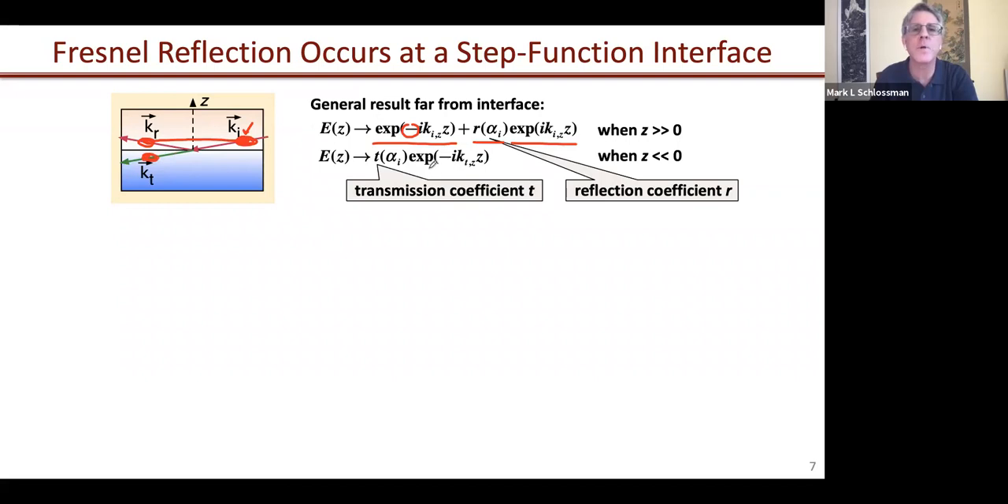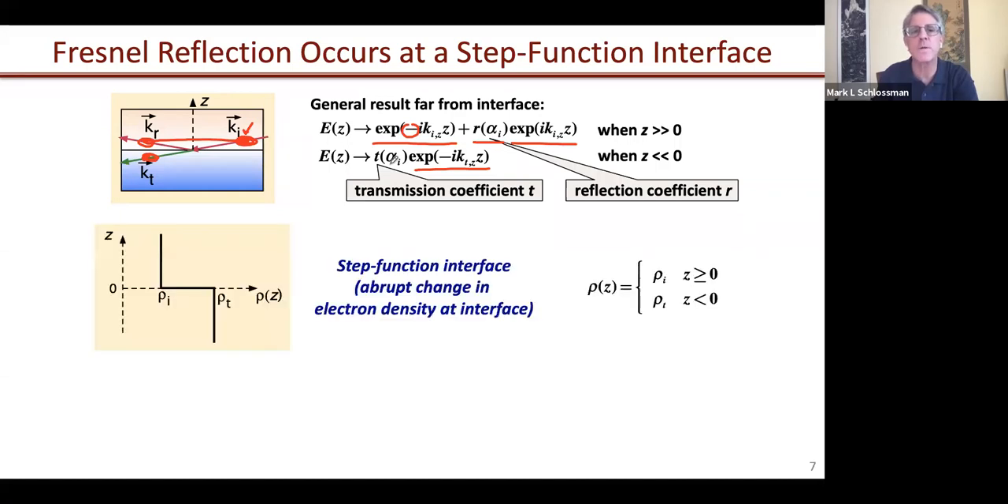It's going in the negative Z direction. So you have the e to the minus i k_z z. And then we have an amplitude again, because the amplitude of the electric field in the transmitted direction is different from the incident, which was 1. That amplitude there is called the transmission coefficient. So what we want to do is solve for these transmission and reflection coefficients.